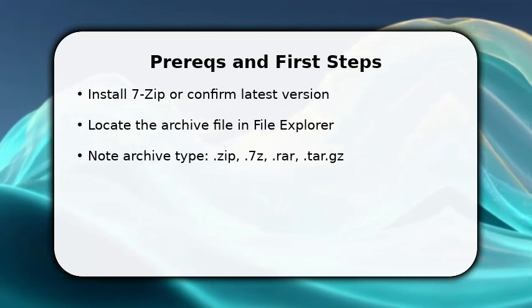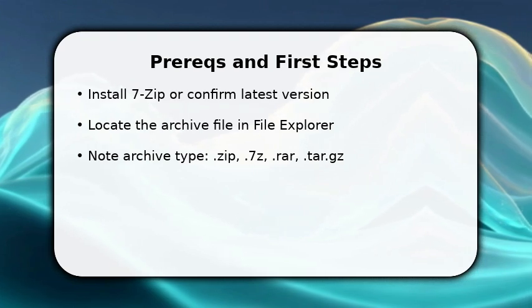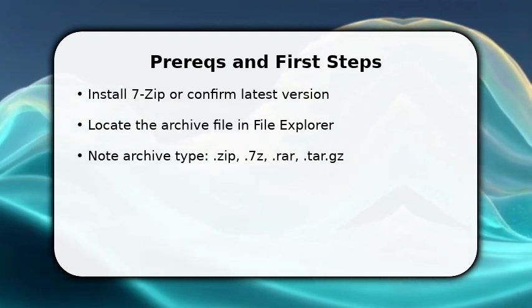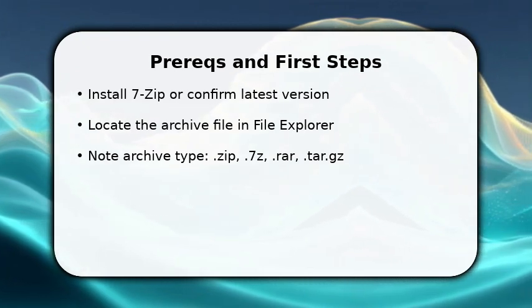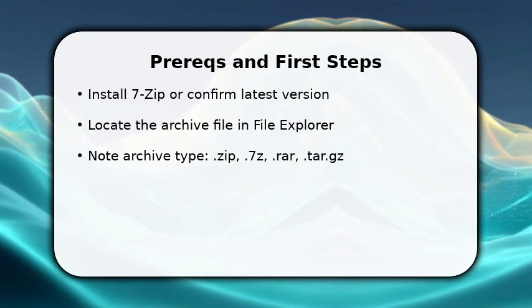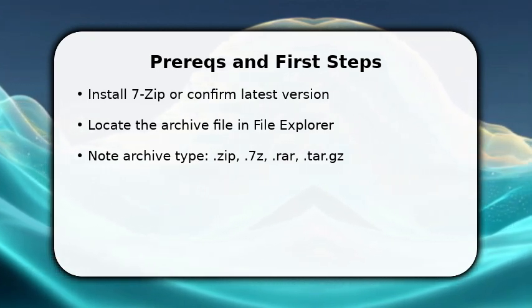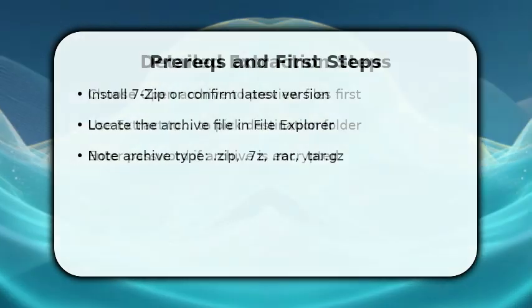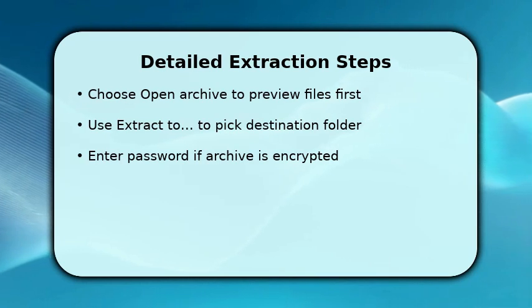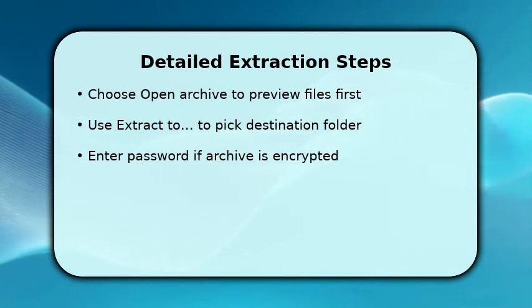If the format shows 7Z, zip, RAR, or compressed tar variants, make a mental note since extraction options can differ. Once you've right-clicked, choose either Extract Here or Open Archive to inspect contents before deciding where to place extracted files. Open the archive with 7-Zip to preview contents and verify what you'll extract. This avoids cluttering your folders.